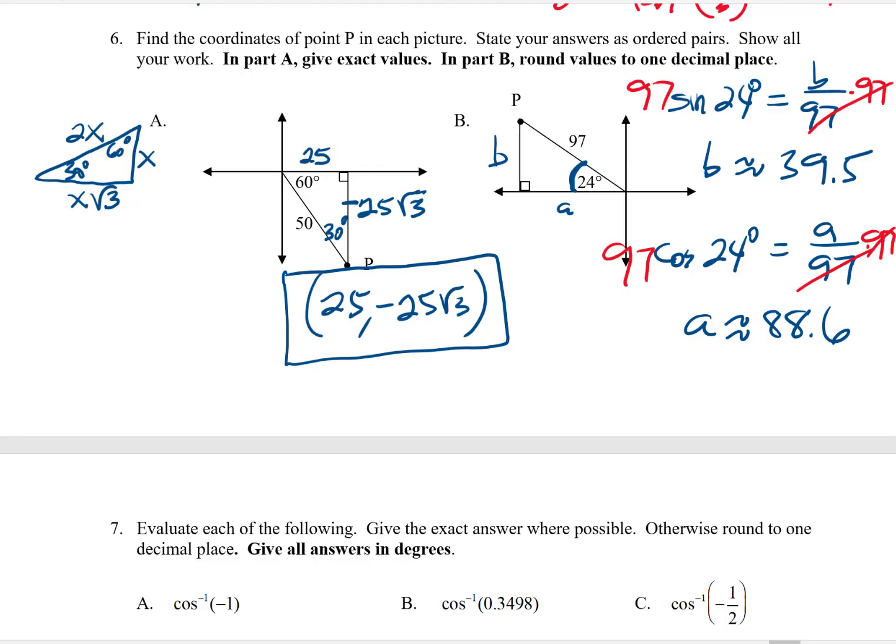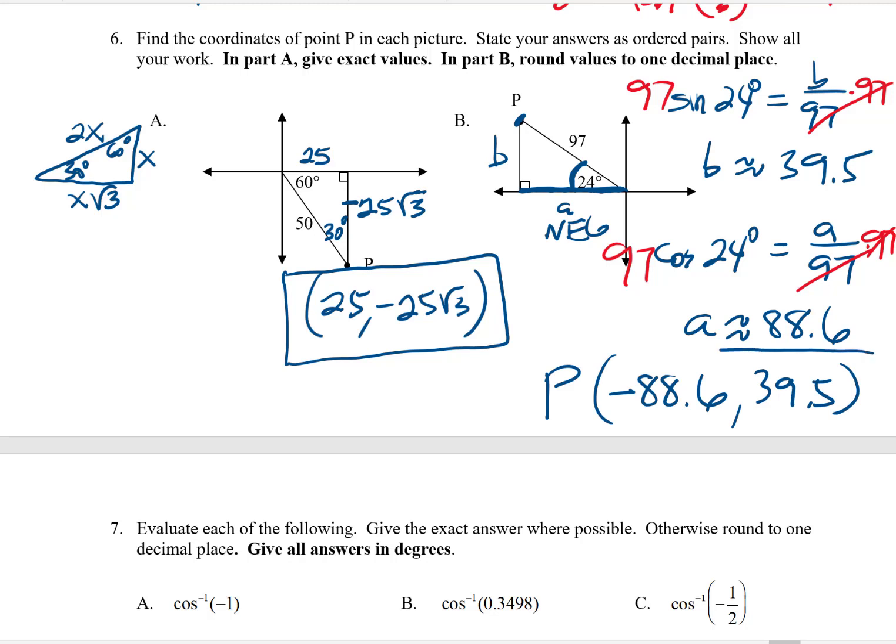88.6. Now, here's where you got to be careful. We were just working with a triangle. We weren't thinking about quadrants. Obviously, in the second quadrant, this A distance is in fact a negative number. So if you want to write down the coordinates of this point P, you'd have to use negative 88.6 because you're clearly moving to the left, and then positive 39.5. So there would be the final answer.